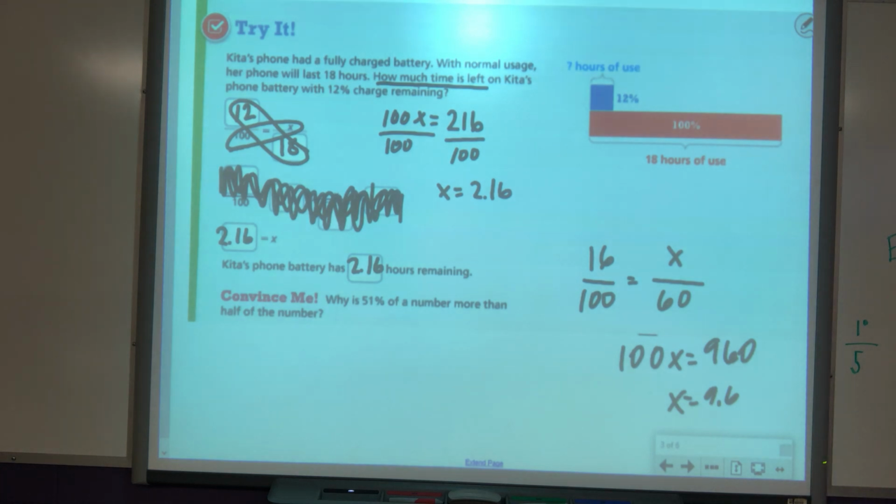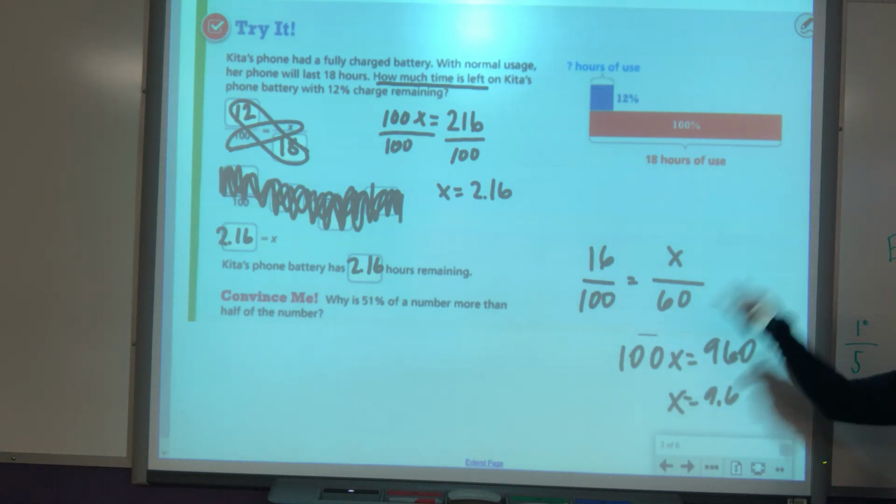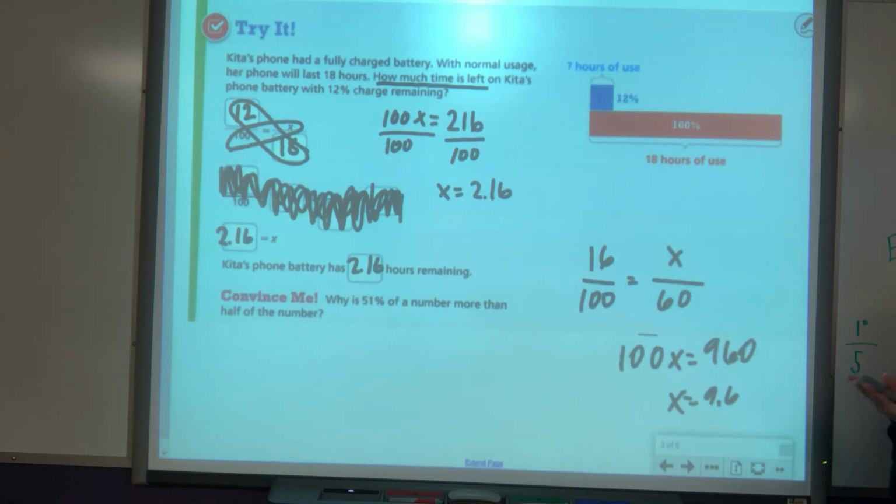Now we could go further. We could figure out how many minutes and how many seconds it is, right? Because now we've got 60% of a minute. Do we really need to go that far? No, absolutely not. So, 2 hours and about 10 minutes, right? Is that fair? Okay.